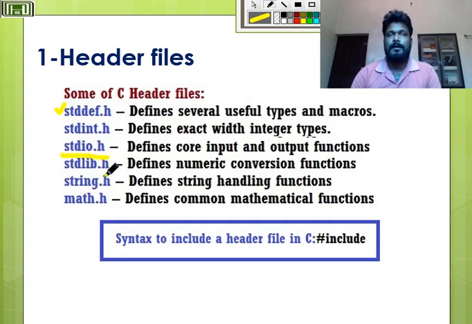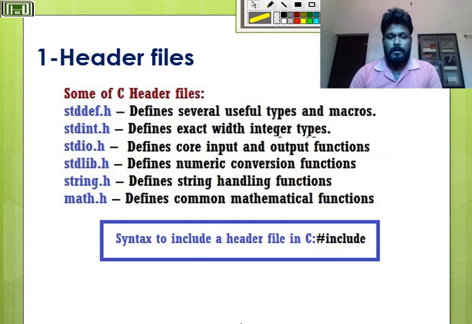Then stdlib.h defines numeric conversion functions. Then string.h defines string handling functions, like string length, string position, like that. Then math.h defines common mathematical functions like power, square root, like that. Then moving to the syntax, we have the following syntax: #include followed by stdio.h or any header file. This is the syntax.